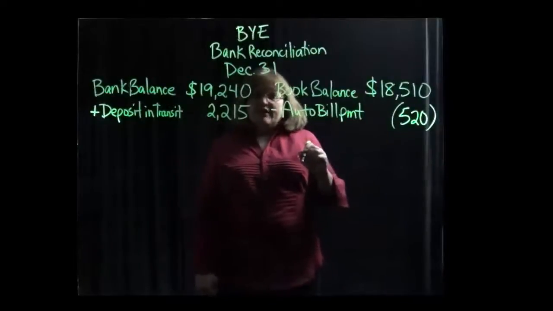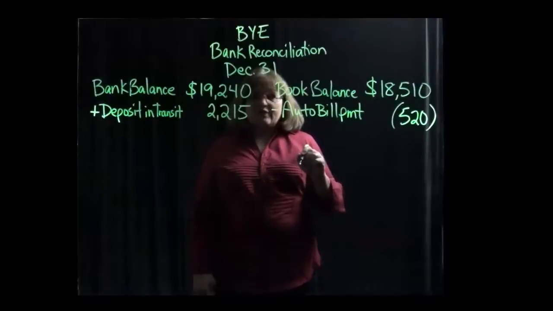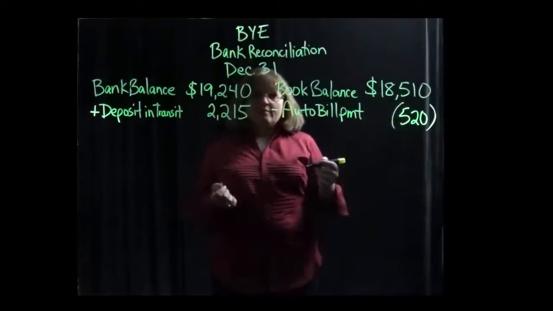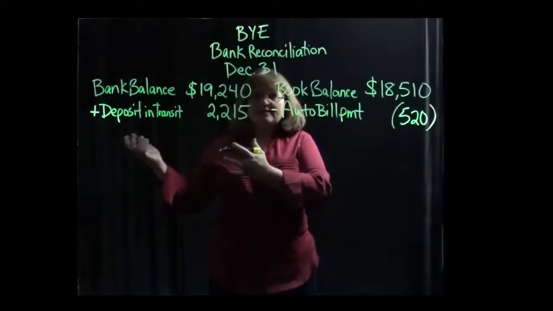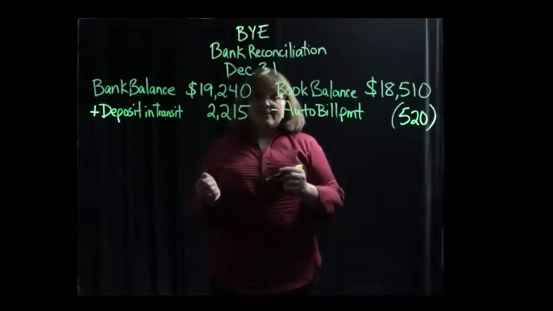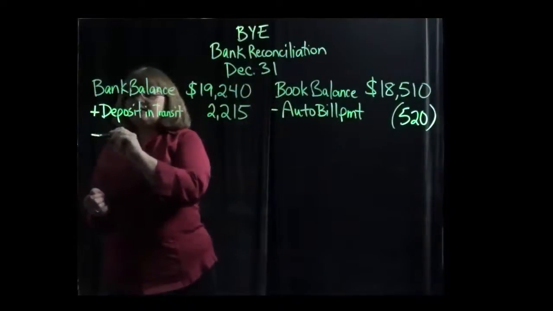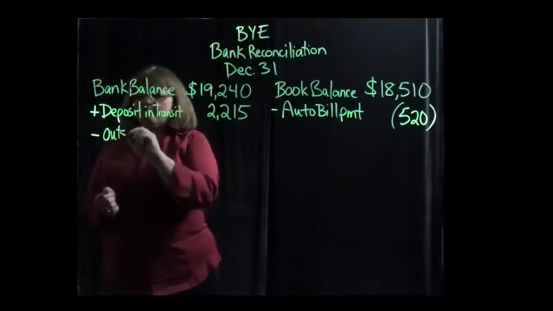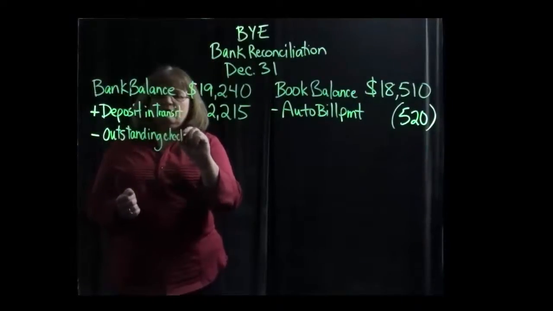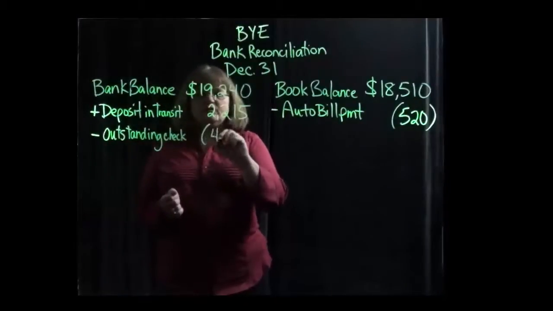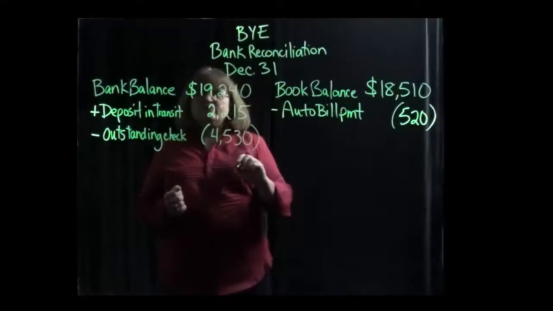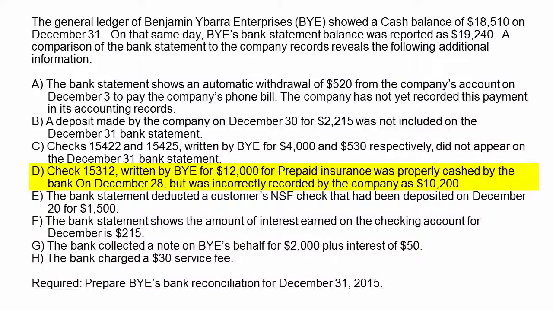Letter C is an example of outstanding checks. In this case, there are two outstanding checks. These are checks that the company has written. They're accounted for in the company balance, but they haven't yet cleared the bank, so they haven't appeared on the bank statement yet, which means they have not been deducted from that bank's balance. And so outstanding checks get subtracted from the bank's balance. In this case, the two outstanding checks total $4,530. So we subtract that from the bank balance.